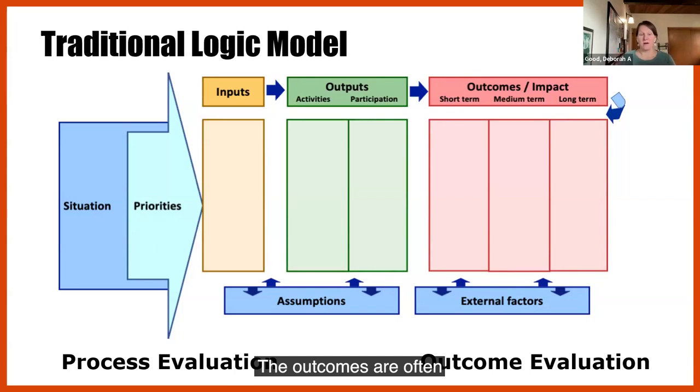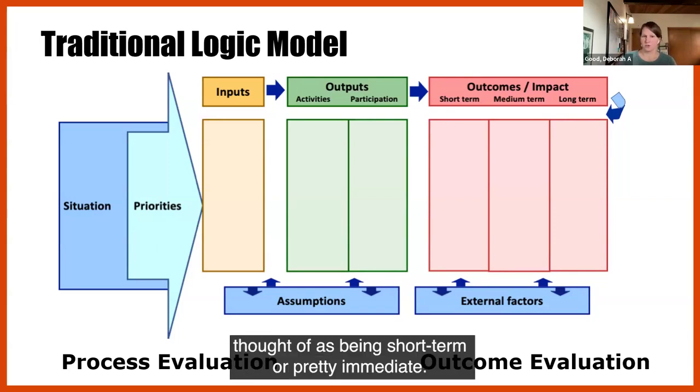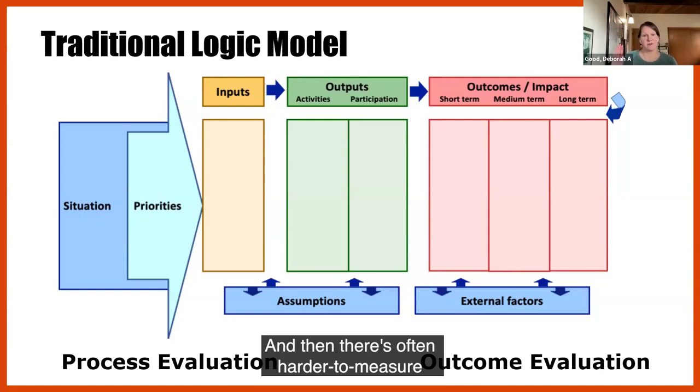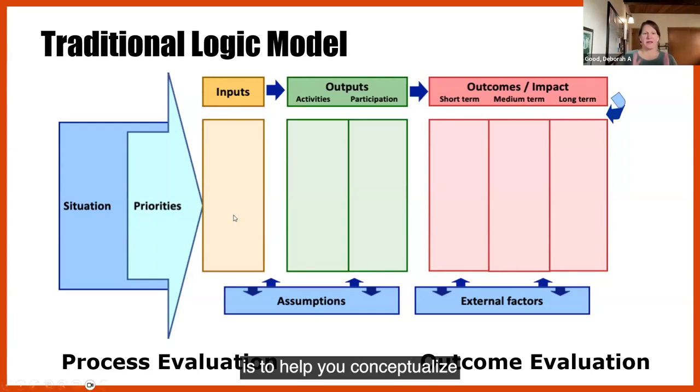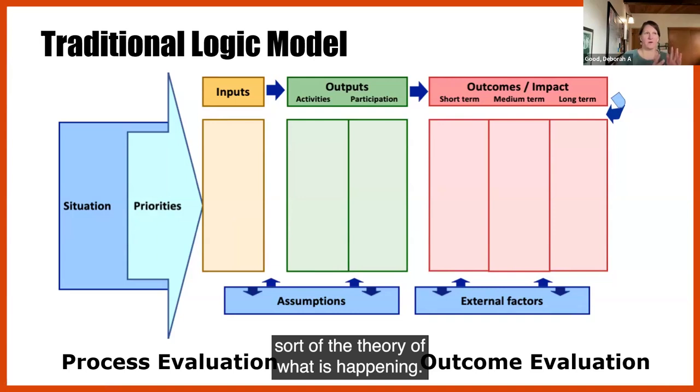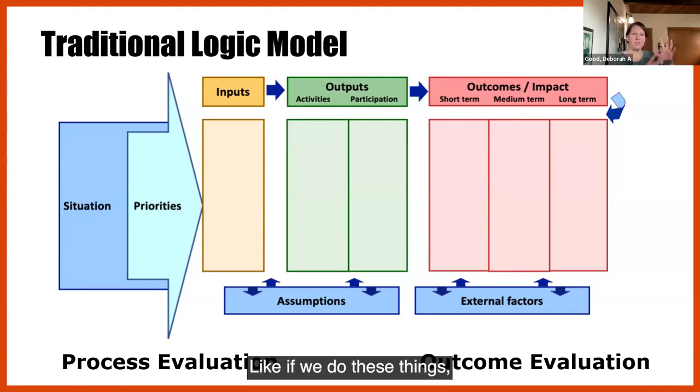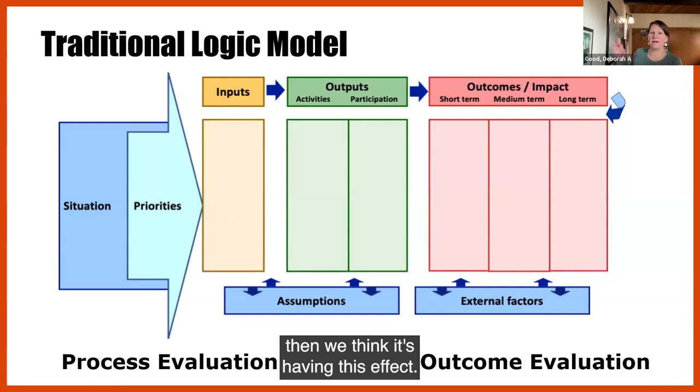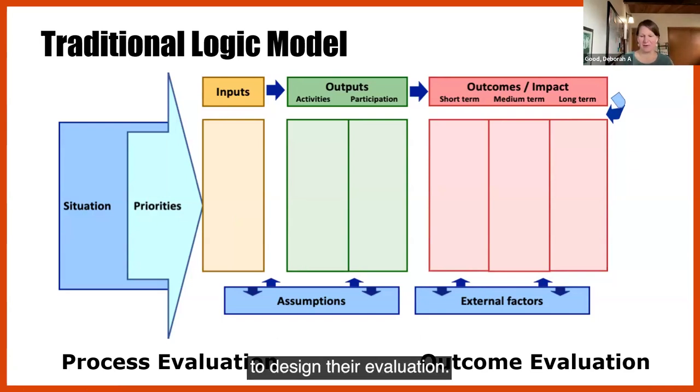And then outcomes are often thought of as being short-term or pretty immediate. And then there are often harder to measure medium-term and long-term outcomes. And the idea with a visual like this, again, is to help you conceptualize the theory of what is happening. It's your hypothesis: if we do these things, then we think it's having this effect. And evaluators use these all the time to design their evaluation. Which part of this theory or this hypothesis are we going to test with this evaluation?